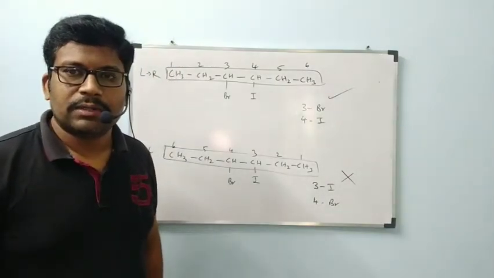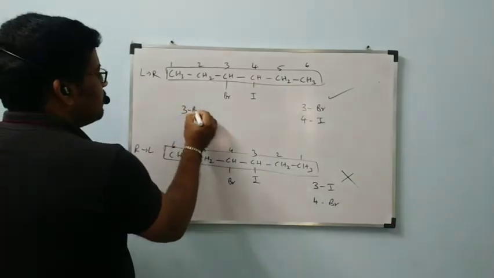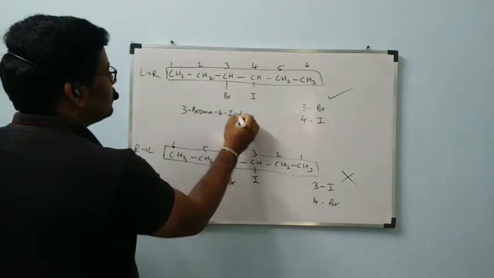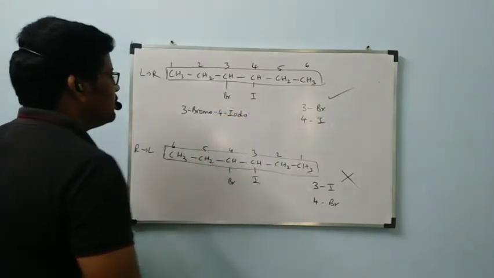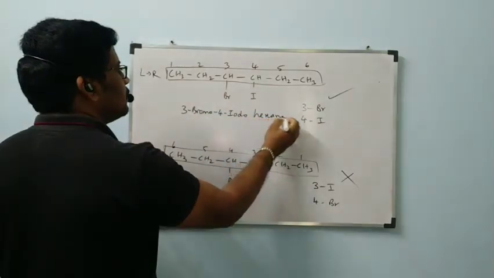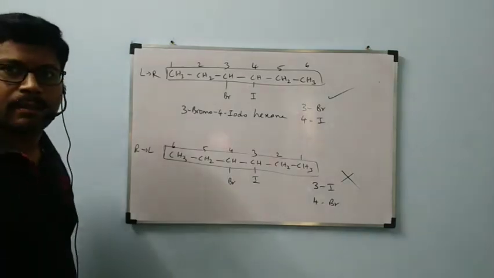Okay, according to that, the name will be 3-bromo, 4-iodo, 3-bromo-4-iodohexane. This is the correct name.